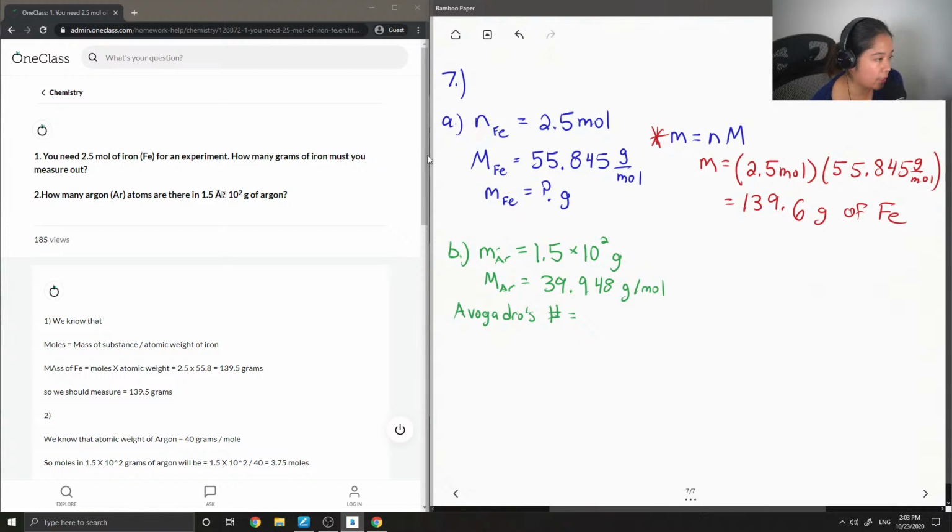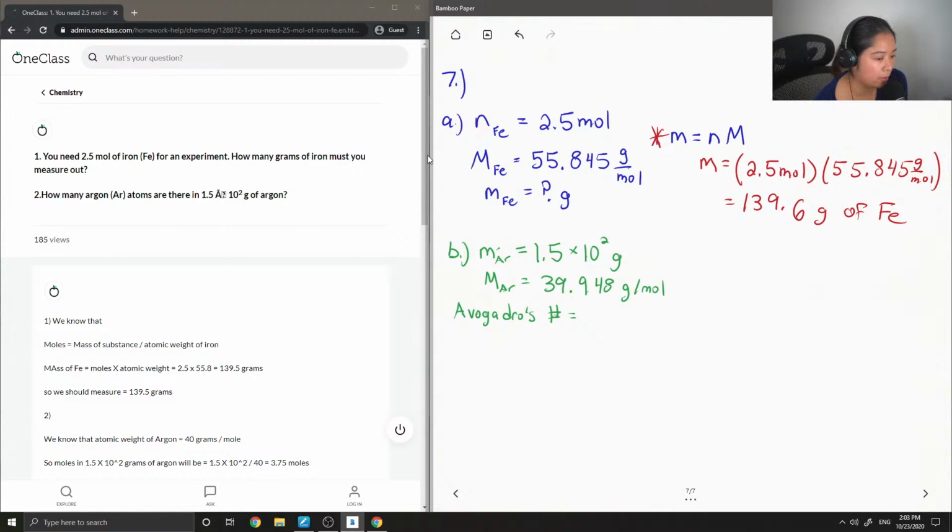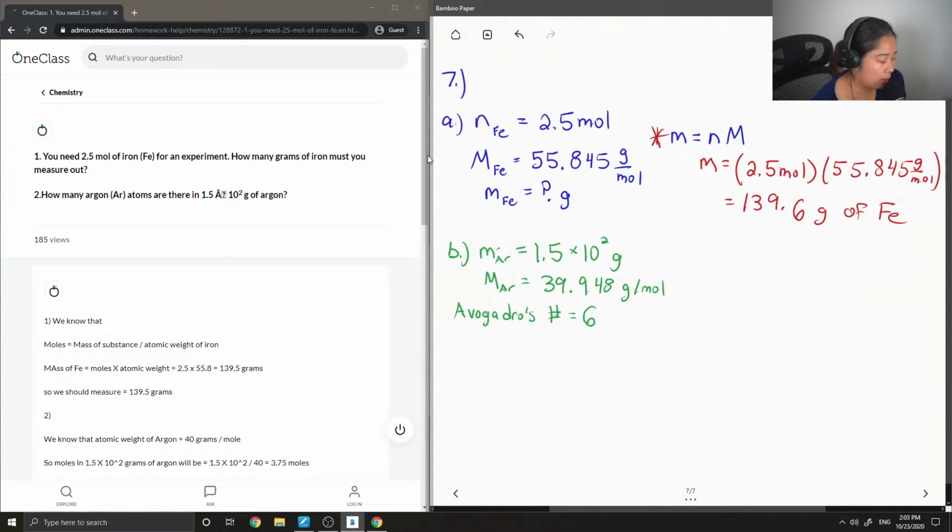So every time you have atoms or particles or photons, and we need to calculate how many particles there are, we're going to use Avogadro's number. And the value for it is 6.023 times 10 to the 23 atoms per mole.